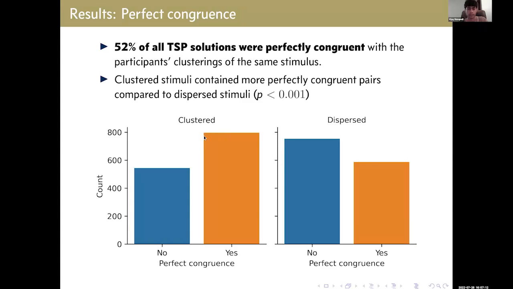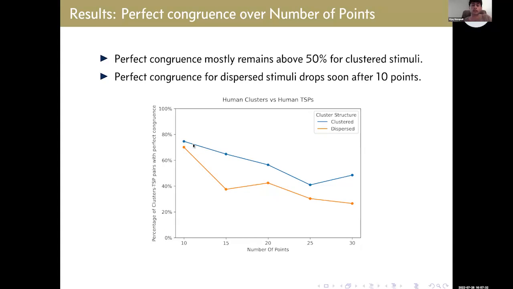And if you look at the orange bars here, for clustered stimuli, they contain more perfectly congruent pairs compared to dispersed stimuli. It's important to note that this is not just a low heuristic, because the distribution is still shifted towards 0, but these are just the perfectly congruent pairs. So if you look at the trend over number of points, for clustered stimuli, the perfect congruence stays pretty high and always stays above the congruence for dispersed stimuli. It suggests that cluster structure plays a role.